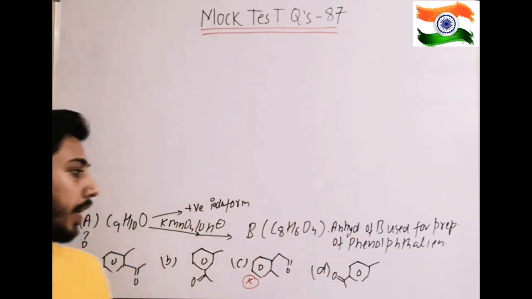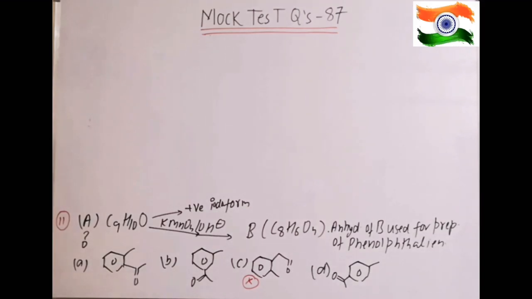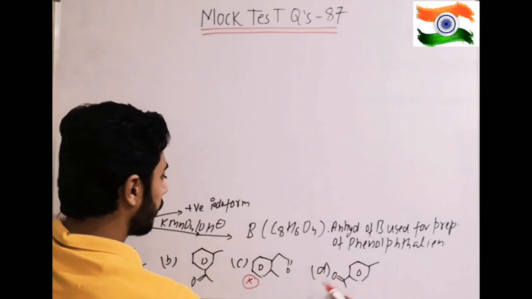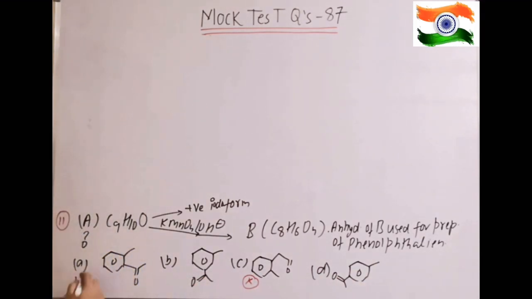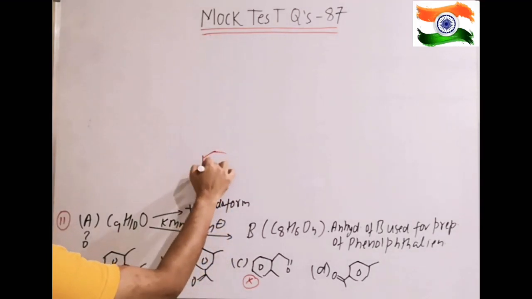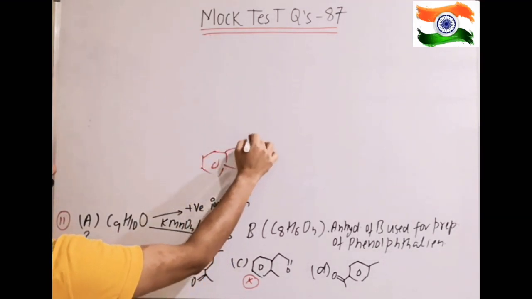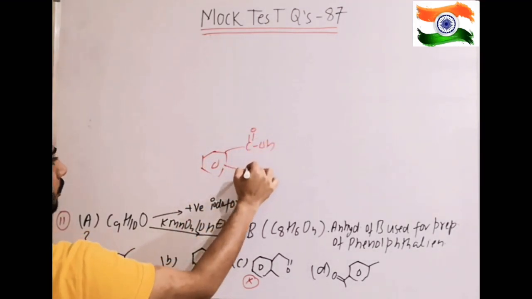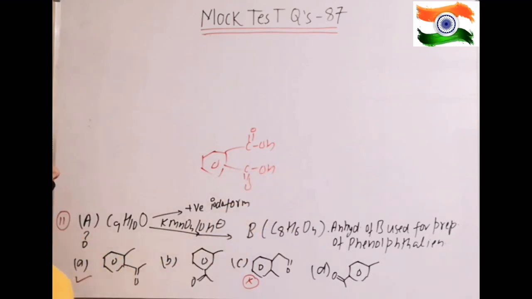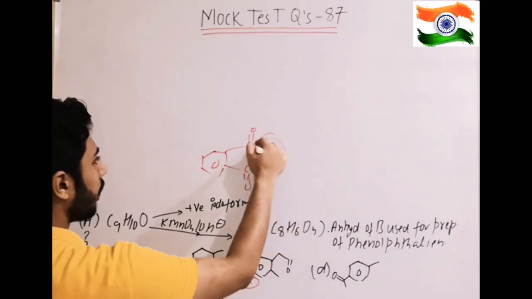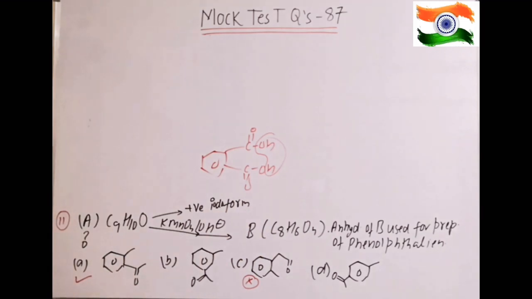Now phthalic anhydride is formed only by A, and that is not given by D or B. So that is the answer, which is A, that after this oxidation B is basically this compound. Its anhydride is this one, which is phthalic anhydride, and the final answer will be A, this one.